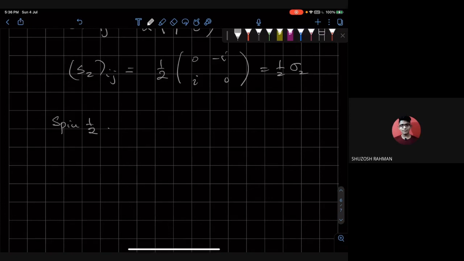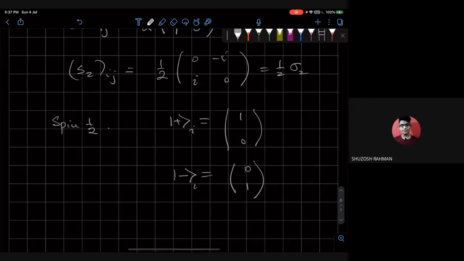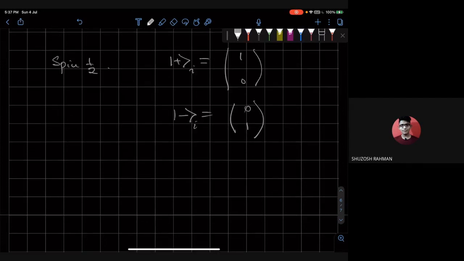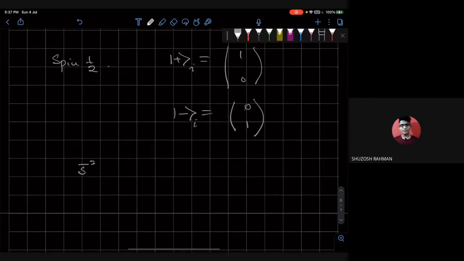And of course, obvious in this representation, this is going to be 1, 0. And in this representation, this is going to be 0, 1. Okay. Now, what will be this thing? Can anyone guess?